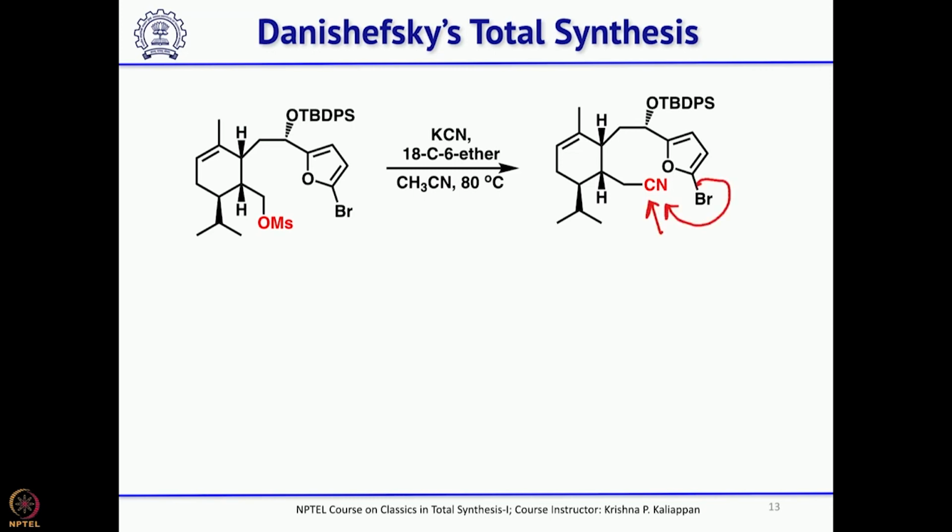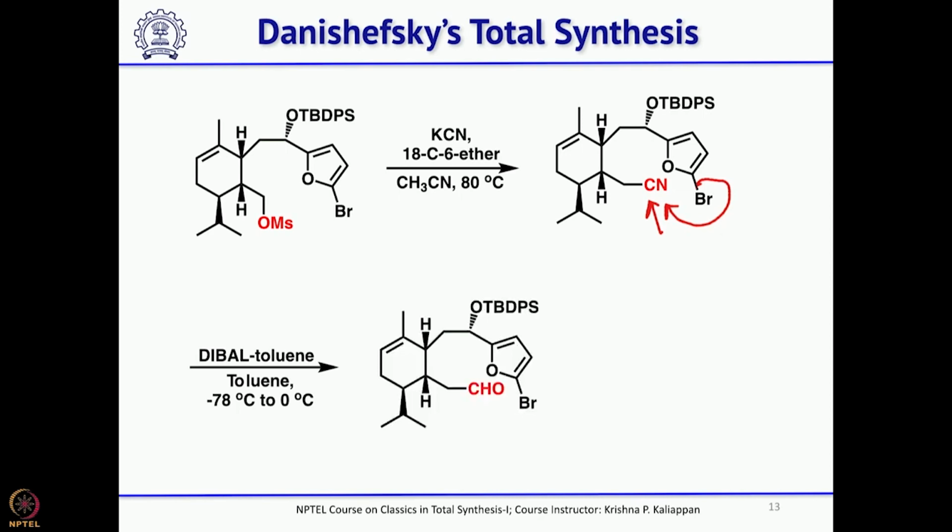So what we need now, this cyanide should be reduced to aldehyde, then the intramolecular cyclization should take place. Okay. So DIBAL reduction of cyanide will give you aldehyde. So that was a very clean reaction. Then the second key reaction. Okay. So the second key reaction in the total synthesis of Danishefsky is the Nozaki-Hiyama-Kishi reaction.